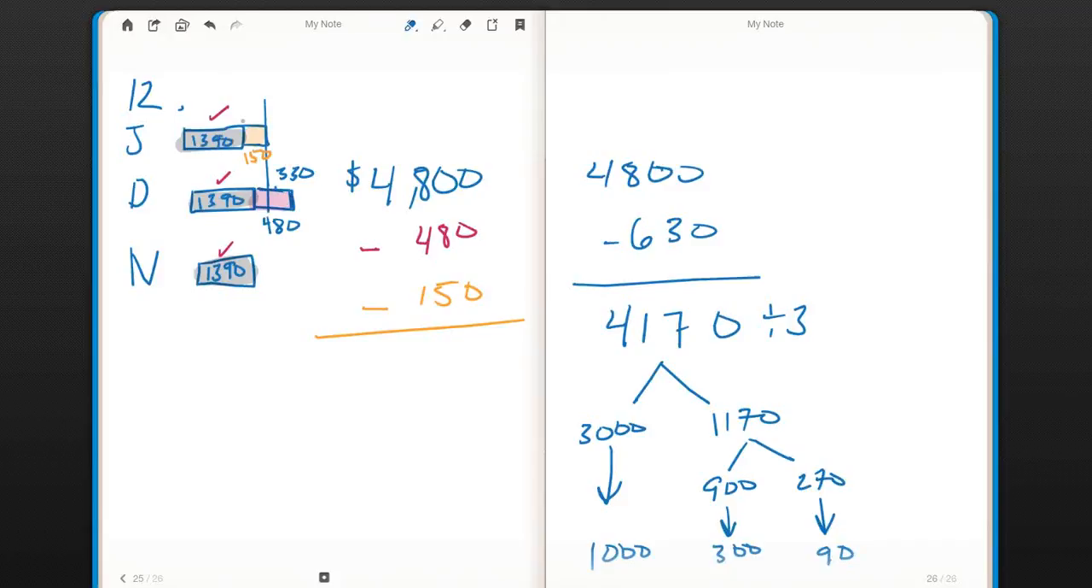What's the question I'm asking? How much does Jean save? Jean saves 1,390 plus 150. And that total is $1,540 that Jean saved.